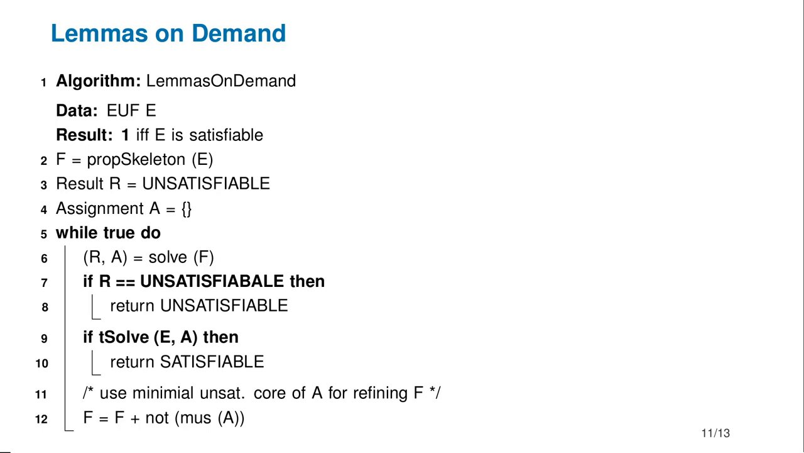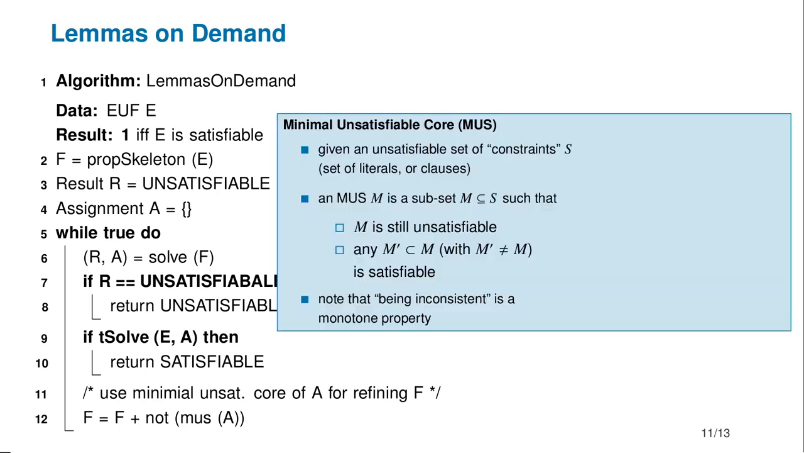First of all, we solve this abstraction, and we get a result and an assignment. If it's unsatisfiable, then we immediately quit and return unsat. Otherwise, we have an assignment, and this assignment is used to extract a set of theory literals, which is then passed to a theory solver. If the theory solver says this set is consistent, then we return true. Otherwise, we use the minimal unsat core of the set of theory literals for refining F by just negating this conjunction, which gives us a clause, as I have explained before.